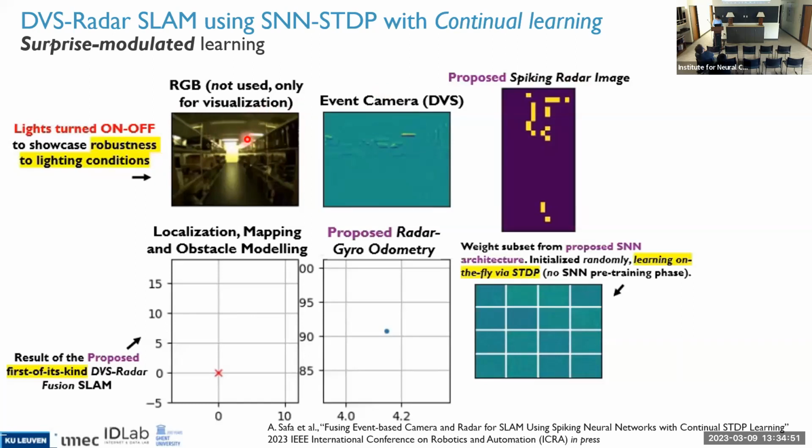Something that we will do in the flight of the drone is that we will turn the lights on and off. This is to showcase the robustness of the system to lighting variations that we obtain really thanks to the PBS camera, which has a high dynamic range, but also thanks to the radar. The radar is an active sensing kind of sensor, and so it is very robust. Of course, it's completely insensitive to lighting.